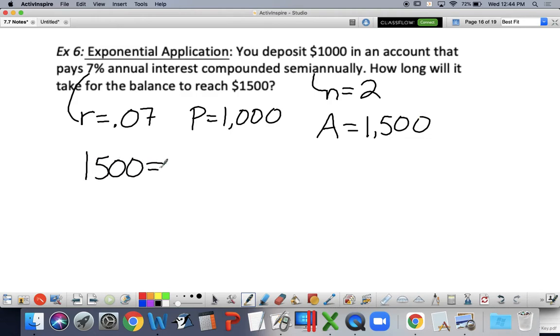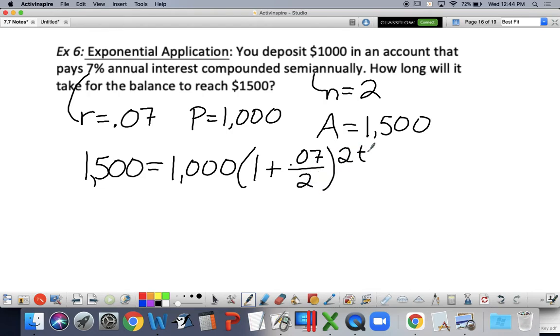So I'm going to plug this into my formula. 1,500 is the amount that I want to get. I have 1,000 that I'm putting in. 1 plus 0.07 divided by 2, since it's being reinvested semi-annually, raised to the 2t power. Time, t, that's what we're trying to find. We want to find t, the time in years. We'll get a decimal answer, but we'll be able to round.